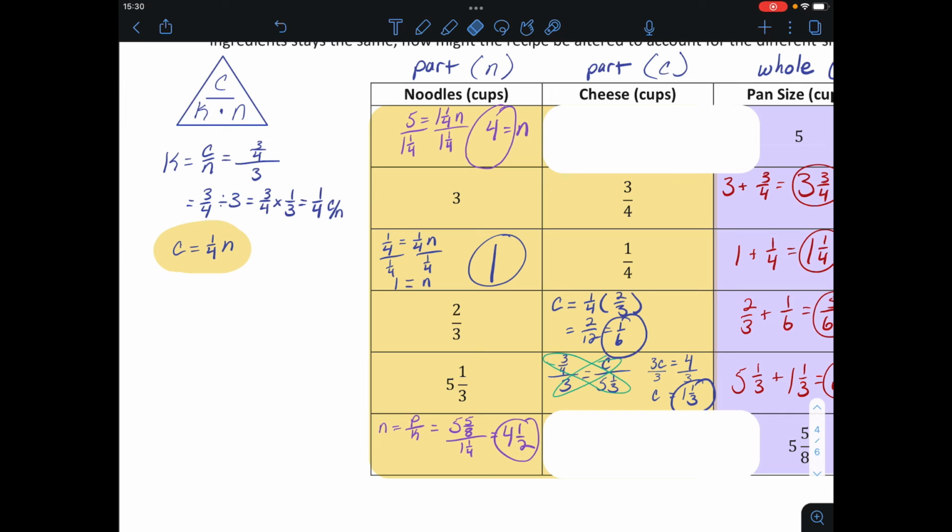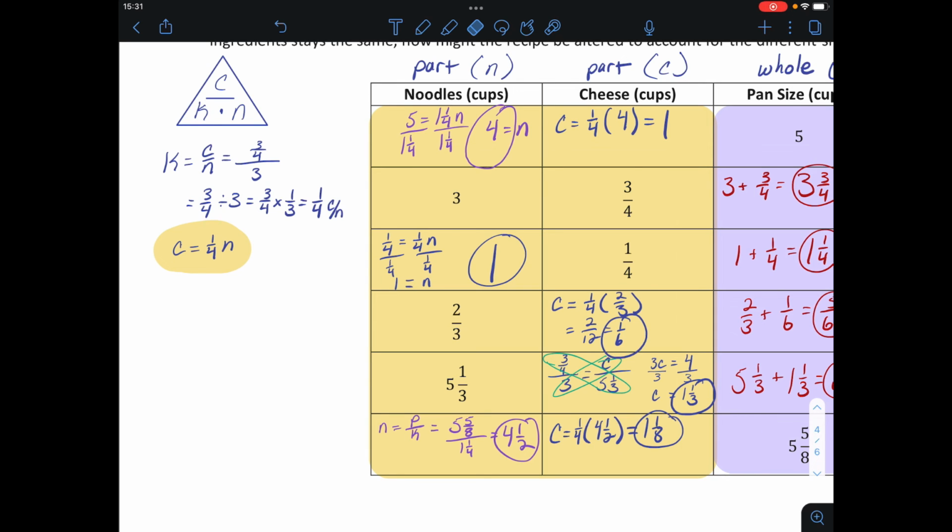So when I solved for my cups of cheese that went with 4 cups of noodles, I chose to use the algebra equation where I'm just doing 1/4 times my noodle number, which was 4, and I get 1 cup of cheese for every 4 cups of noodles. I used the same strategy down when I had 4 1/2 in for noodles. I just multiplied that by my unit rate of 1/4, and I got 1 1/8 cups of cheese for every 4 1/2 cups of noodles.